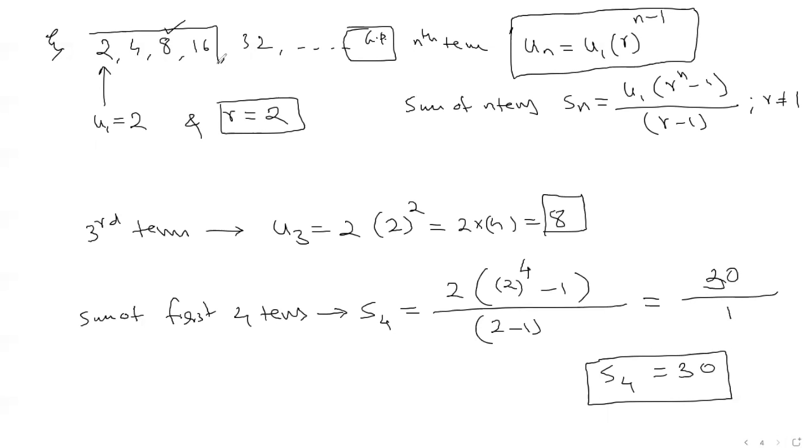So if I add all these terms together, I'll get 2 plus 4 is 6. 6 and 8 is 14. 14 and 16 is 30. Yes, it is working. So this is the second formula, right? So that's pretty much about it.